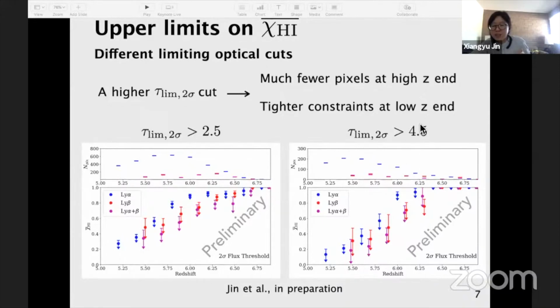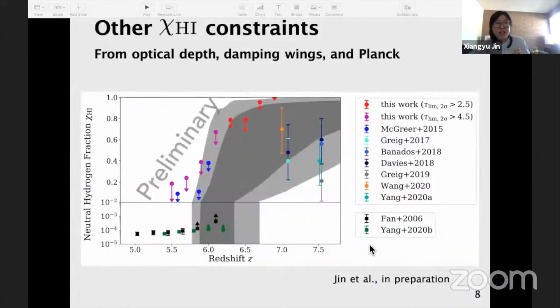But with this high limiting optical depth cut, it can make the constraint at the lower redshift end tighter. So compared with the upper limits here, you can find the upper limits with a higher limiting optical depth cut look lower. Furthermore, we present more constraints on the neutral hydrogen fraction from other high redshift quasar studies. The measurements on the neutral hydrogen fraction from the effective optical depth in the Lyman alpha forest are shown by these black squares and green squares. They put a lower limit on the neutral hydrogen fraction of about 10^-4 at redshift 6.